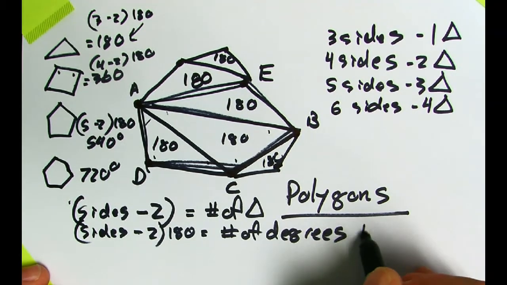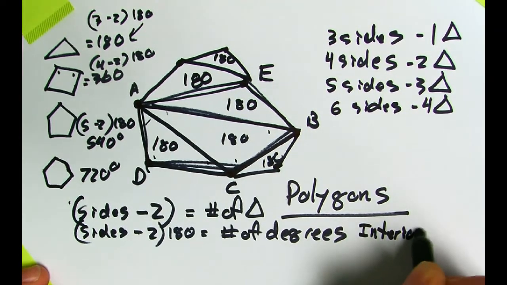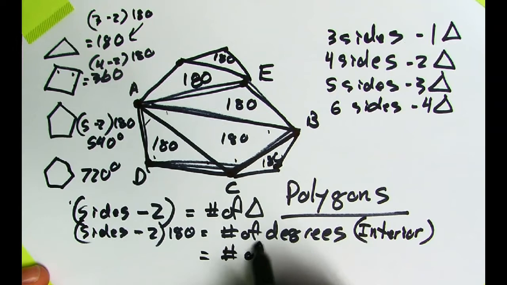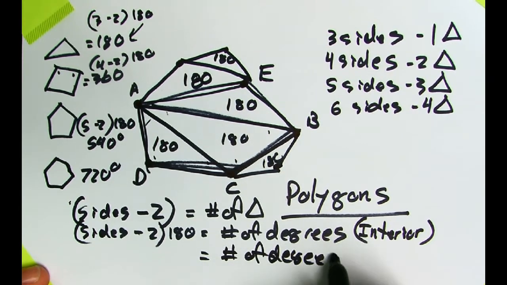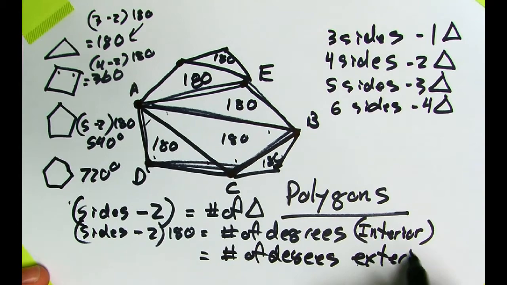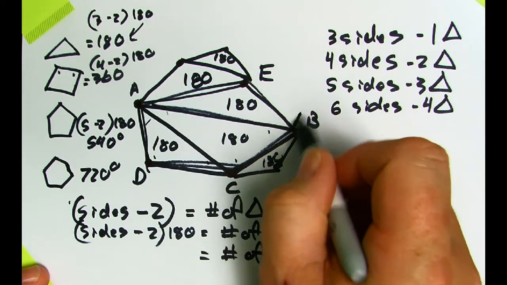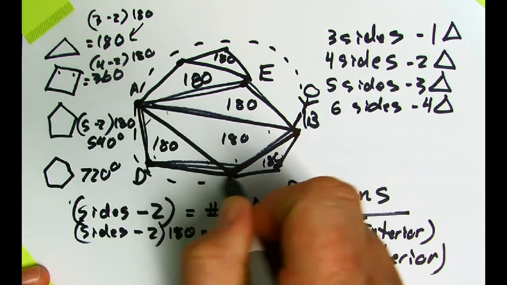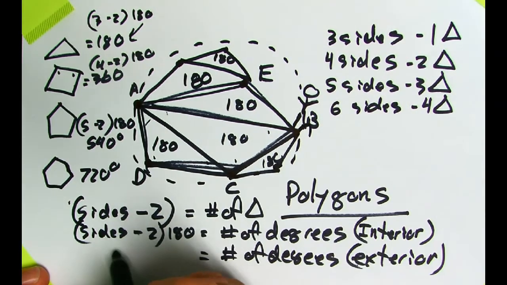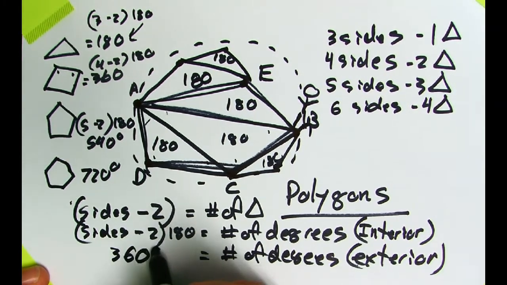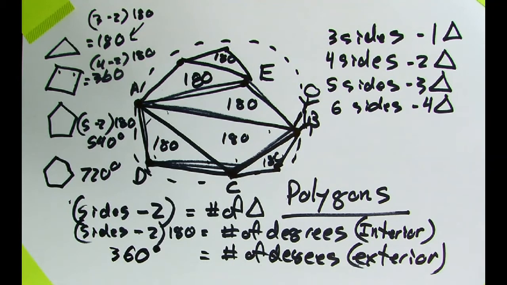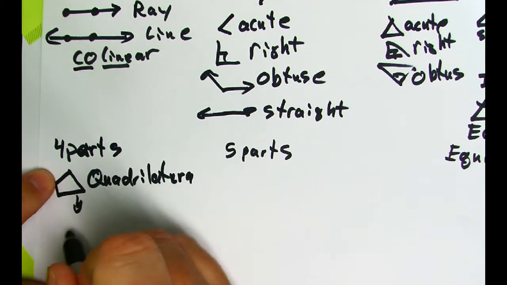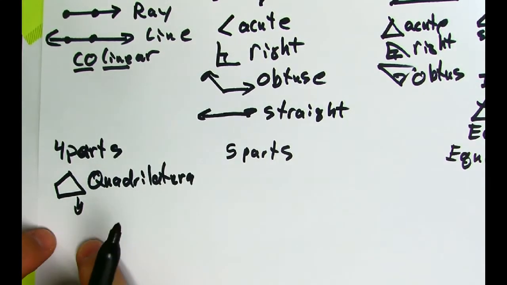Now, there is one other thing we need to remember. This is interior. If I want to go around for the number of degrees exterior, that's on the outside. So I wish to walk around this figure exactly once. Well, if I go around it once, it's going to remain constant at 360 degrees.